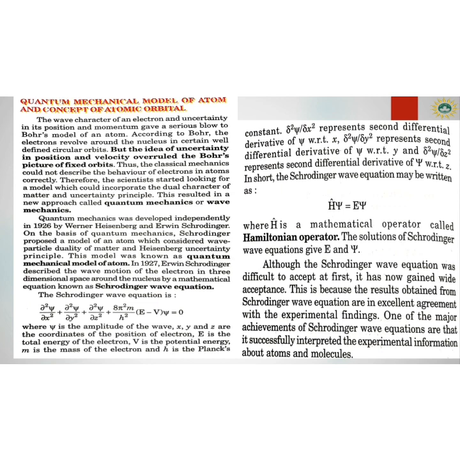So in short, Schrödinger equation is given by H cap psi is equal to E psi. H cap is a mathematical operator, this is known as Hamiltonian operator. The solution of the Schrödinger equations give E and psi.